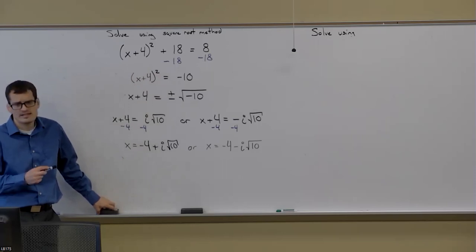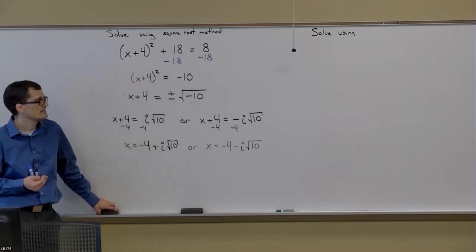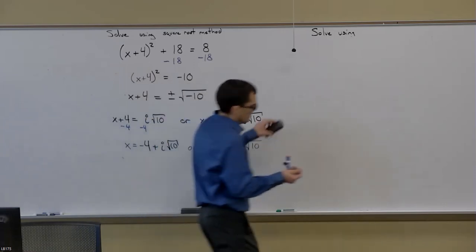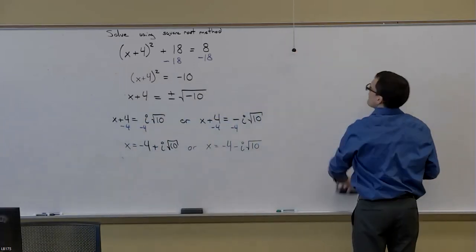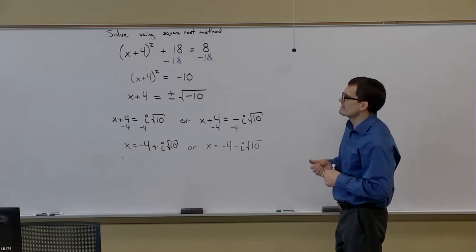Any questions about that? Solving using the square root property. So sometimes we get irrational numbers there. Sometimes we get complex numbers. Sometimes we get nice integers. All right, we've seen all three cases. So let's then move on to the next method.